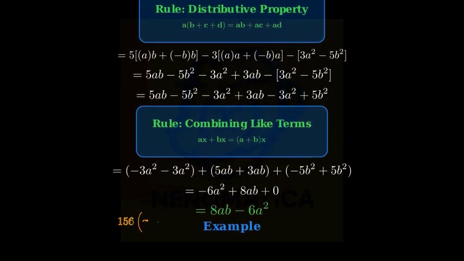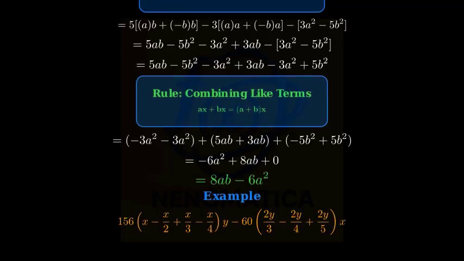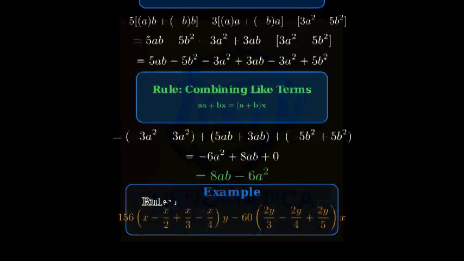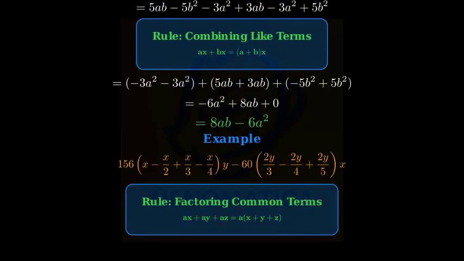We want to simplify the expression: 156 times the quantity x minus x over 2 plus x over 3 minus x over 4 times y, minus 60 times the quantity 2y over 3 minus 2y over 4 plus 2y over 5 times x. This looks complicated, but we'll approach it systematically. For this example, our first step is to identify the common factors and simplify each part of the expression.